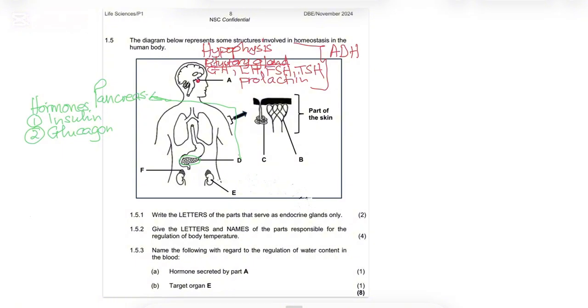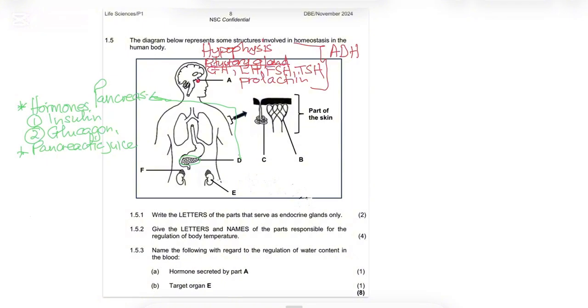So besides the hormones, the pancreas also produces a fluid which is known as pancreatic juice. Pancreatic juice is actually a substance that contains some enzymes that are required for digestion. You would remember this from your grade 11 when you were looking at the digestive system.